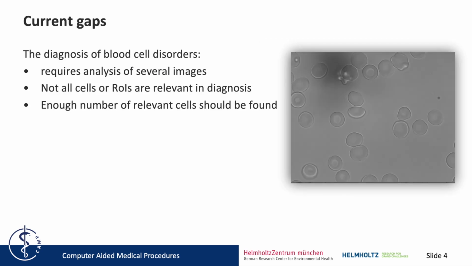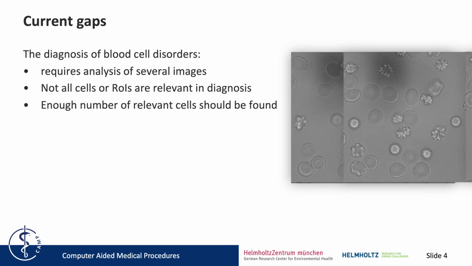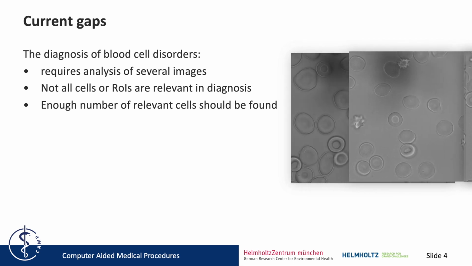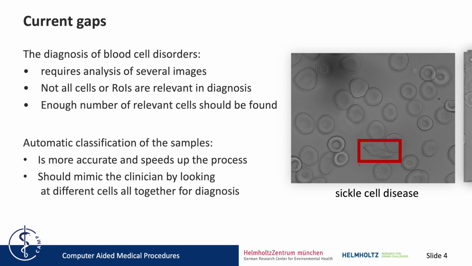The diagnosis of blood cell disorders requires analysis of several images, and not all of the cells or regions of interest are relevant for the diagnosis. And enough number of relevant cells need to be found in order to decide about a patient's disorder. Automatic classification of the samples is more accurate and speeds up the process, and it should mimic the clinician by looking at different cells all together for a diagnosis.